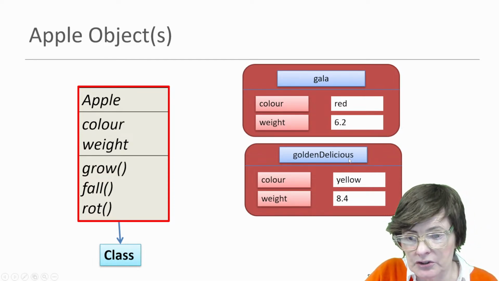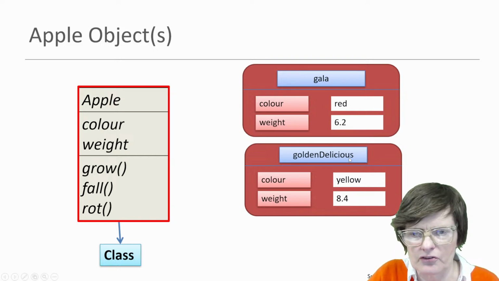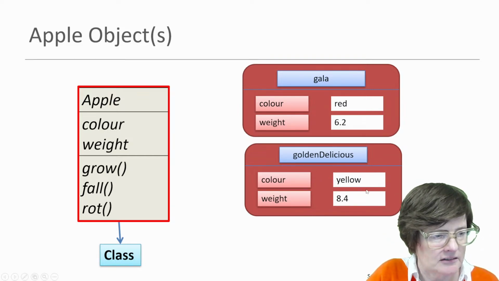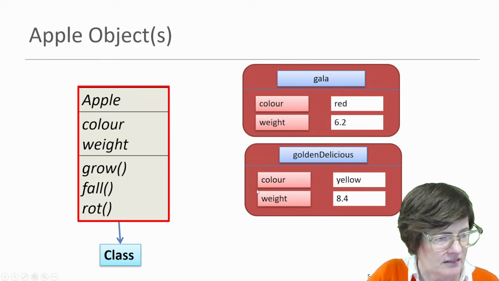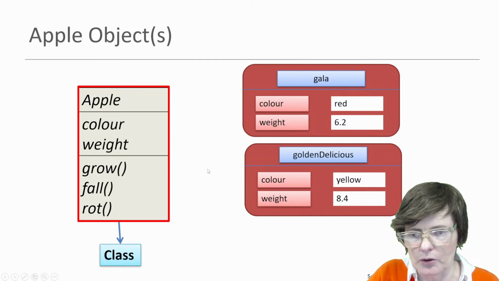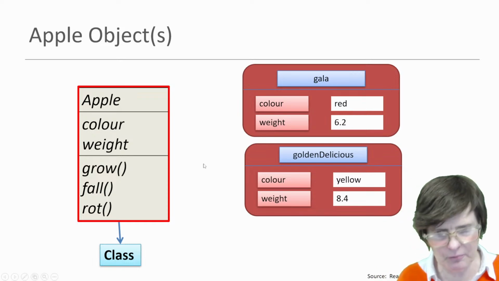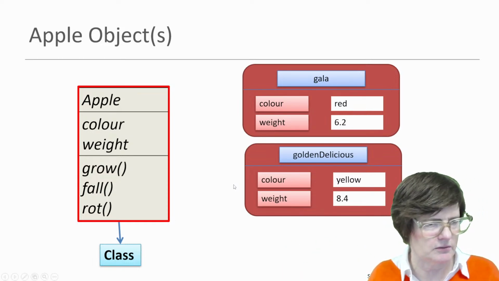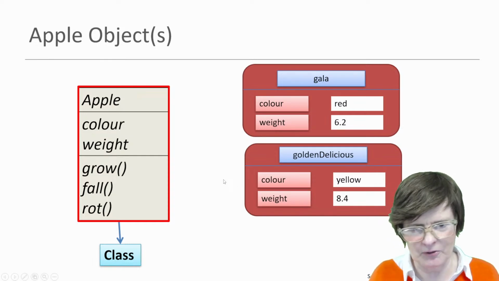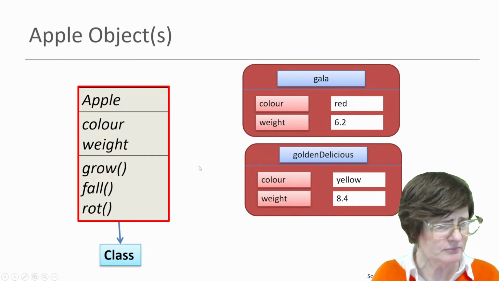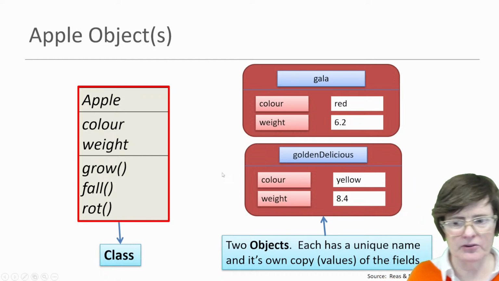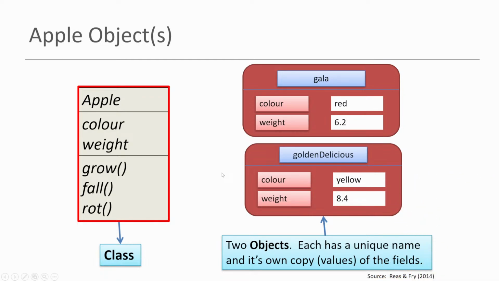The next one is Golden Delicious. Now you might say, oh, there's a lot of Golden Delicious. Yeah, but I only have 2 apples, so I'm using these names. And the colour is yellow and the weight is 8.4. Now what type is colour? That's a different matter. We're just saying it's this type at the moment, and we're not worrying about that because we're not going to be programming an apple. Okay, and so 2 objects, each of them has a unique name and its own copy of the fields.